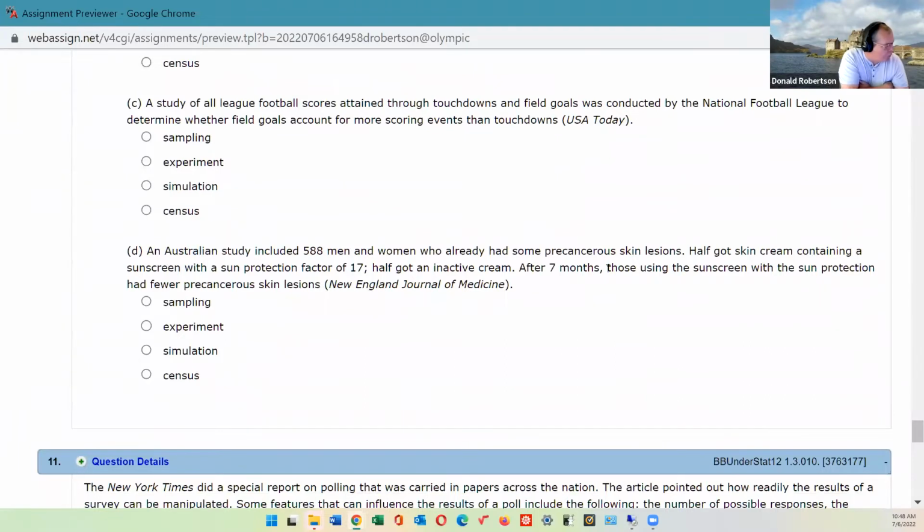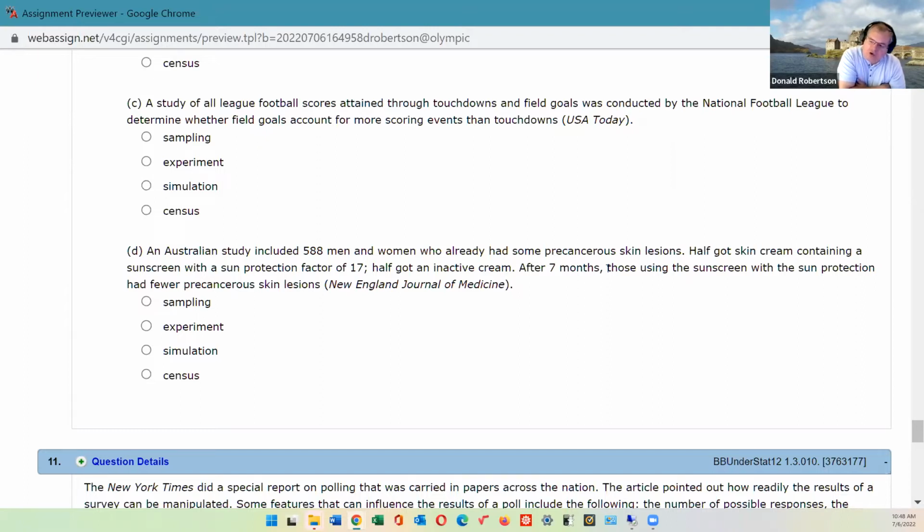A study of all league football scores attained through touchdowns and field goals was conducted by the National Football Association to determine whether field goals account for more scoring events than touchdowns. So they actually got every single game that was played and how the points were made up, right? They got so many from field goals and so on. And we have a sample, an experiment, a simulation, or a census.